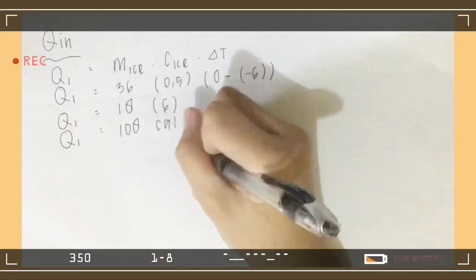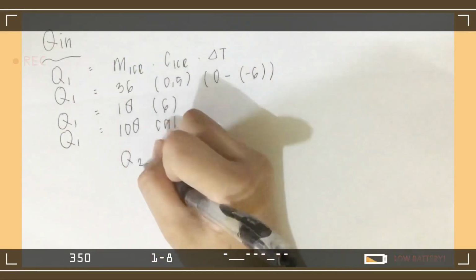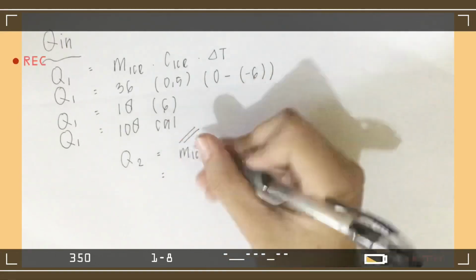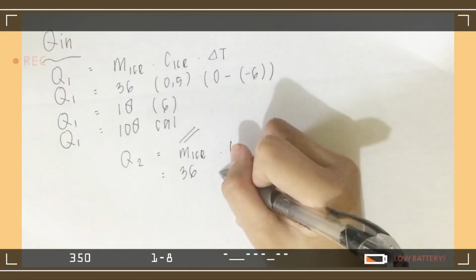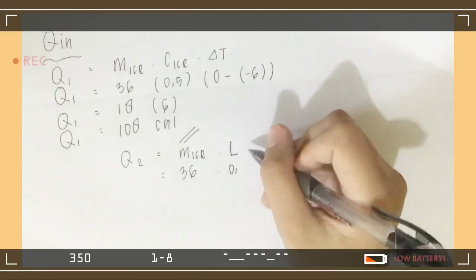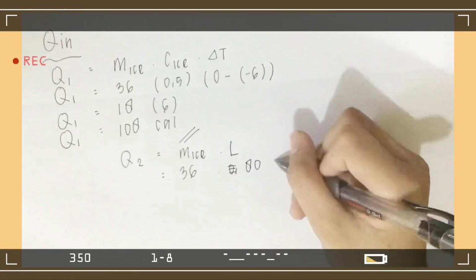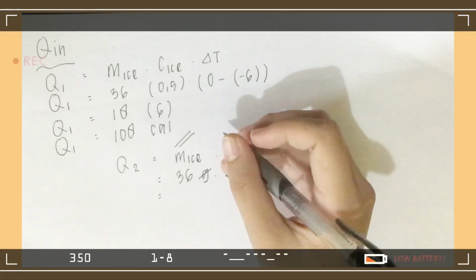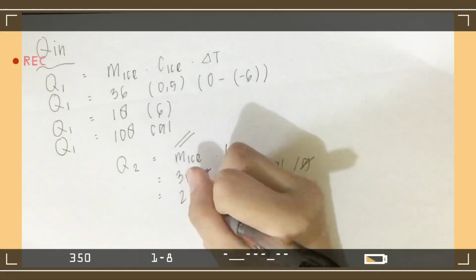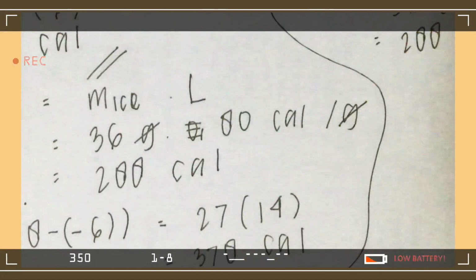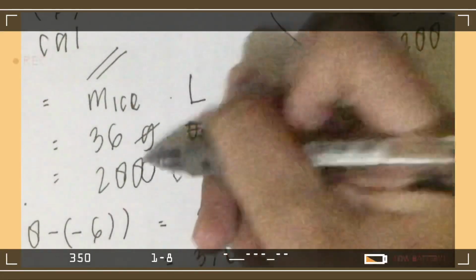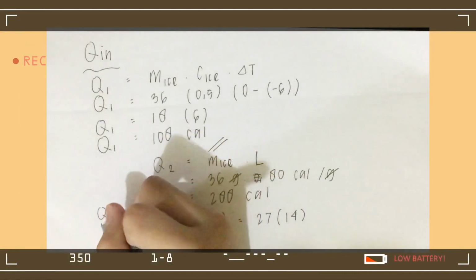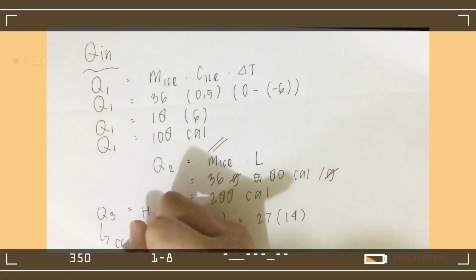Next, we search for the Q2. Q2 is because we need to change the ice into water, so we need to use the melting heat. So Q2 is mass times melting heat of ice, and we get the final answer is 2880 calorie.